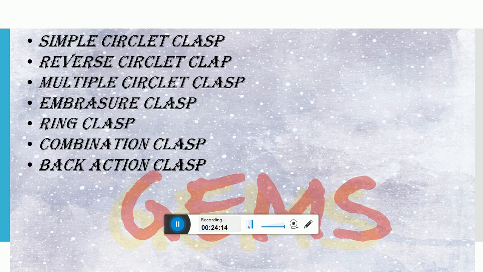Simple circlet clasp can be used in the distal extension? No, because it engages the mesiobuccal undercut. Reverse circlet or the reverse approach clasp can be used in distal extension. Done? Four clasps are done.